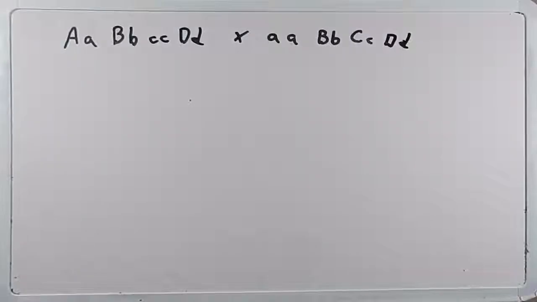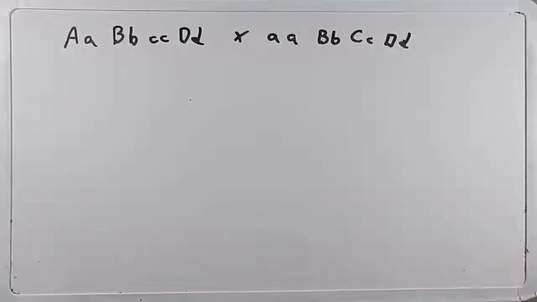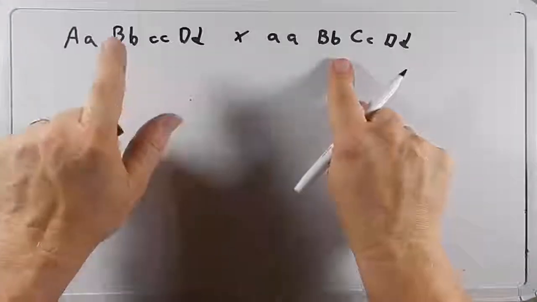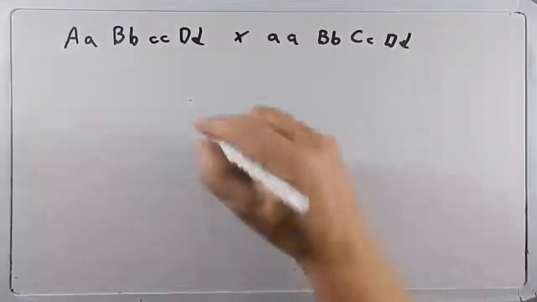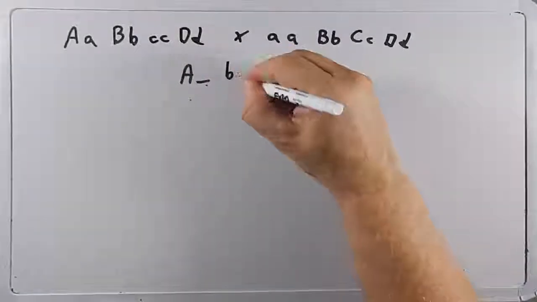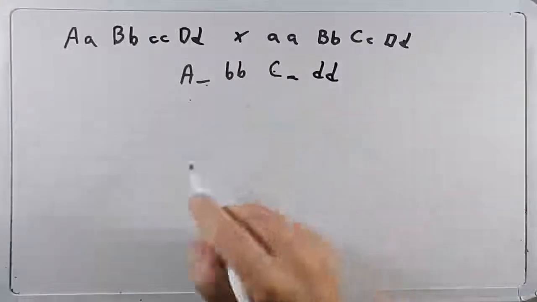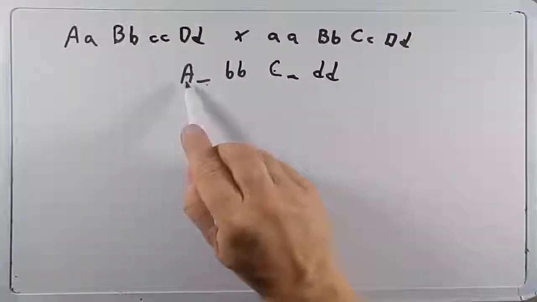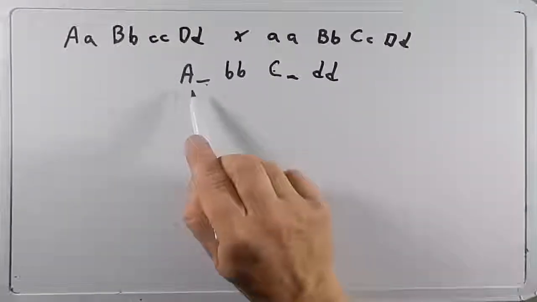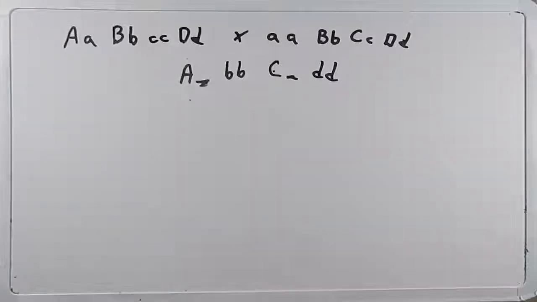Now, I'm not going to ask you to take this cross and tell me the phenotypic ratios of that, but I might ask you something like this. What is the probability that this cross between this organism and this organism would have a phenotype of big A, little b, big C, little d? Now, the reason I put a dash by the A and C is to remind you that if it has the phenotype of big A, it could either be big A, big A or big A, little a. It doesn't really matter what's at the second allele.